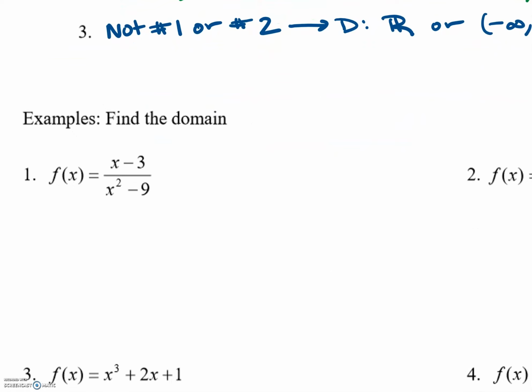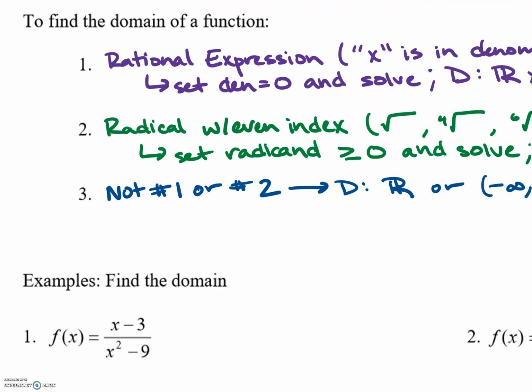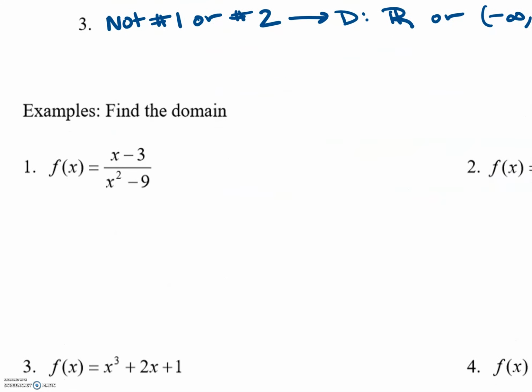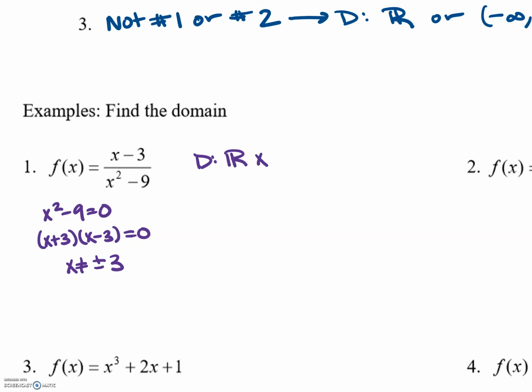Notice f of x equals x minus 3 over x squared minus 9. Well, notice I have an x in the denominator, so that is going to be considered a rational expression. So all I'm going to do is take x squared minus 9, set it equal to 0. This is a difference of two squares, so I'm going to factor it. So I'm going to get x cannot equal two numbers. X cannot equal positive 3 or negative 3. So technically, your domain would be all real numbers, but x cannot equal plus or minus 3.